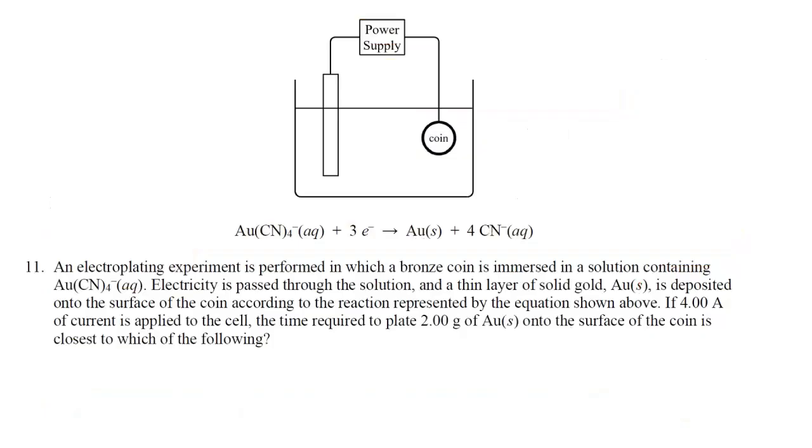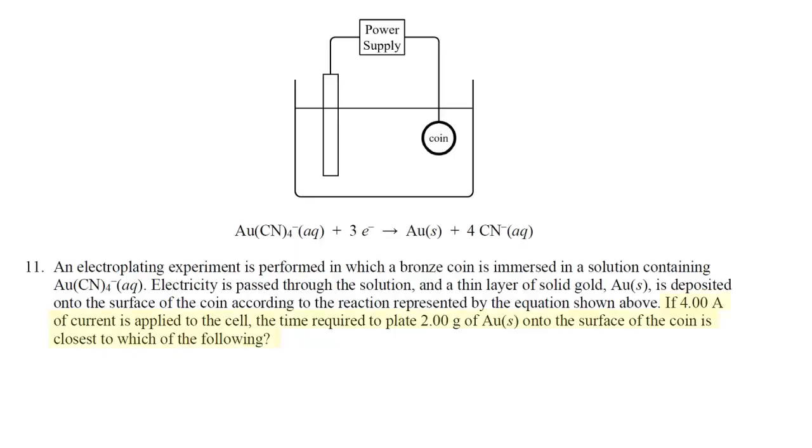Now let's take a look at question 11. In question 11, it says, an electroplating experiment is performed in which a bronze coin is immersed in a solution containing a complex ion that contains gold. So the elemental symbol for gold is Au. Electricity is passed through the solution, and a thin layer of solid gold is deposited onto the surface of the coin according to the reaction represented by the equation shown above.